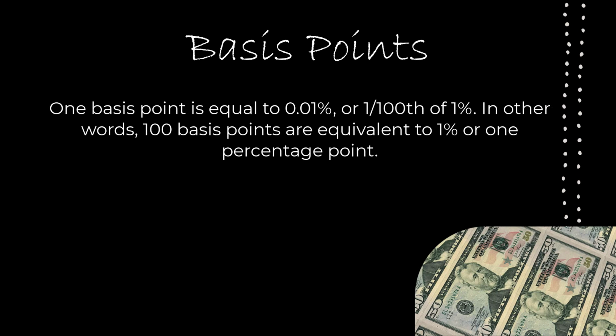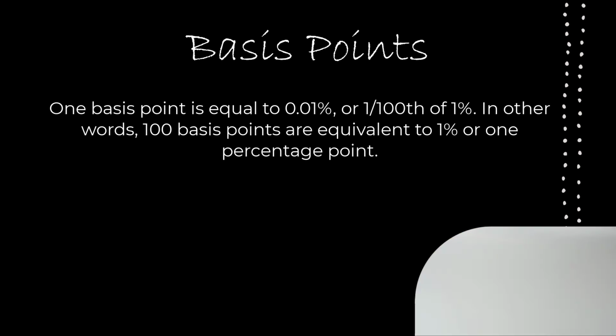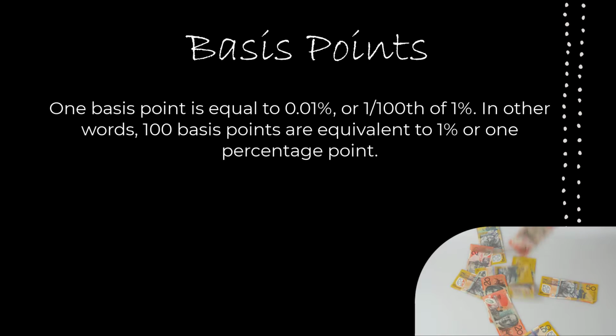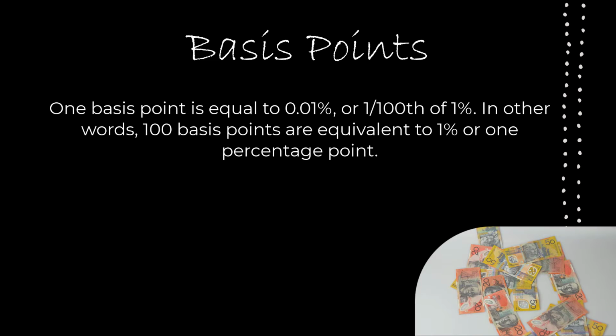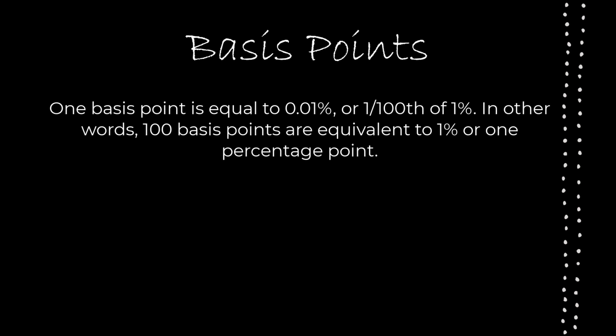One basis point is equal to 0.01% or 1/100th of 1%. In other words, 100 basis points are equivalent to 1% or 1 percentage point. Basis points are commonly used to describe differences or changes in interest rates and to show price changes in the stock market or the cost of ETFs and index funds.